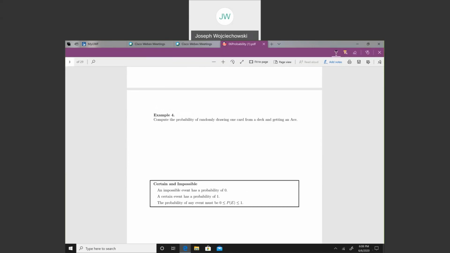Compute the probability of randomly drawing one card from a deck and getting an ace. Okay, a standard deck is 52 cards. There are 4 suits, each with 1 ace, so there would be 4 aces out of 52 cards.